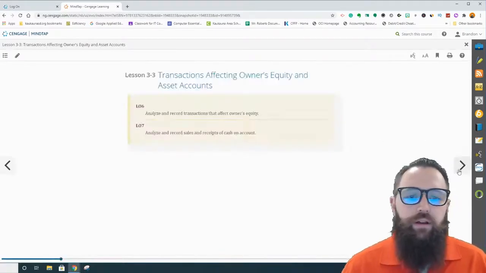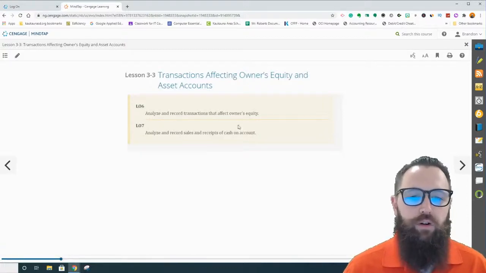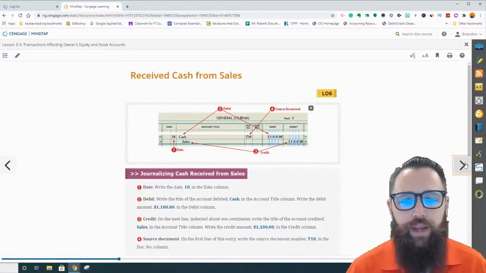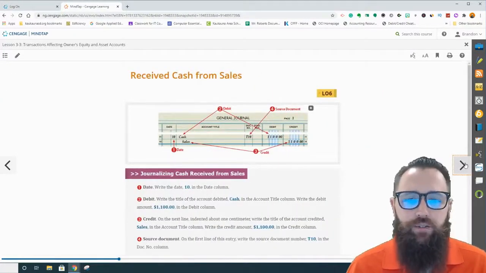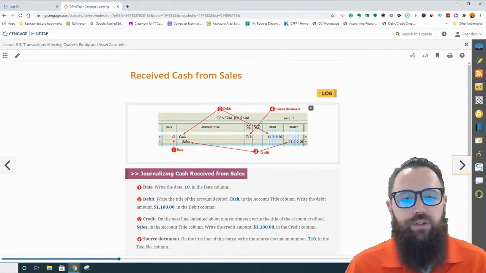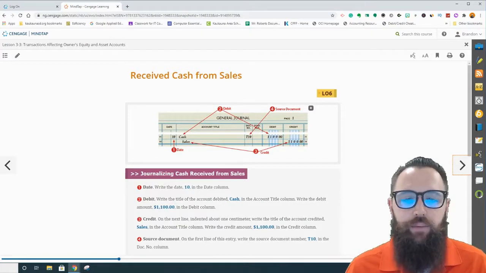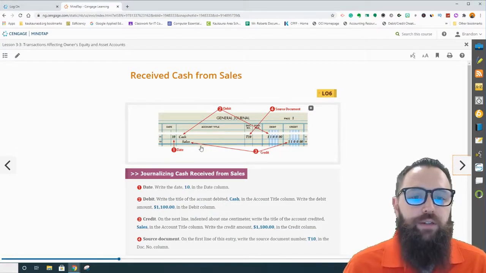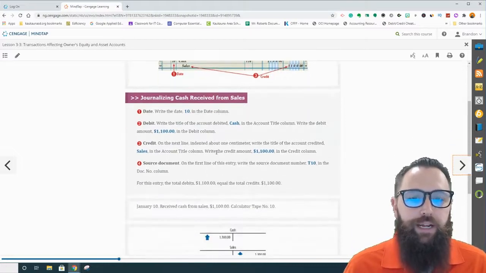So we're going to look at transactions that affect our owner's equity and then record sales and receipts of cash on account. The first one that we have is received cash from sales. We draw up our T accounts and ask, all right, what 2 accounts are affected? Well, my cash is going to be affected and my sales is going to be affected. If we receive cash from sales, cash is going to go up the $1,100.